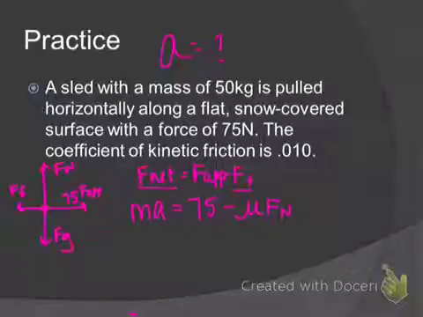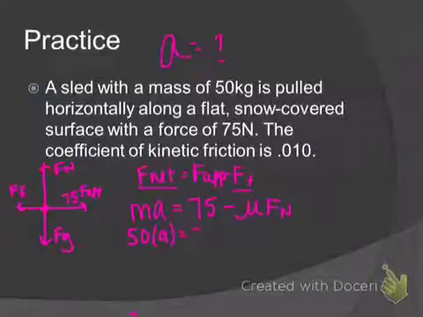So let's go ahead and do a couple more substitutions. My mass is 50. Applied force is 75. Coefficient is here. My normal force. So now I still have two variables, which will not work. I'm solving for acceleration. Is there a way I can find the normal force here? How can I find the normal force?